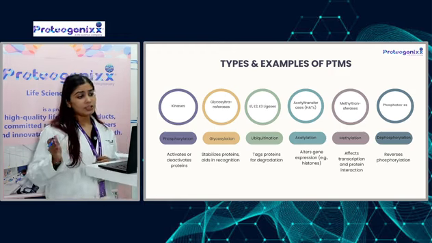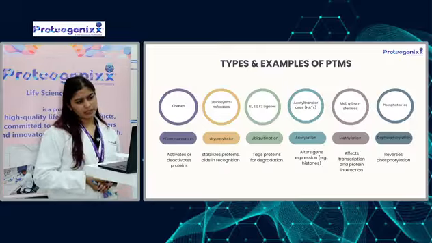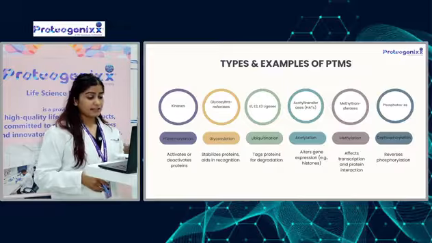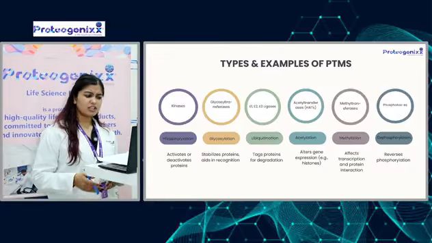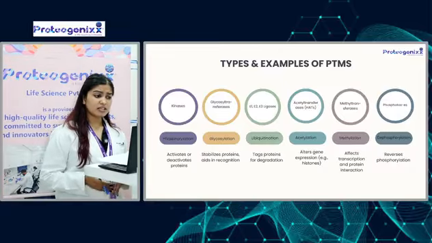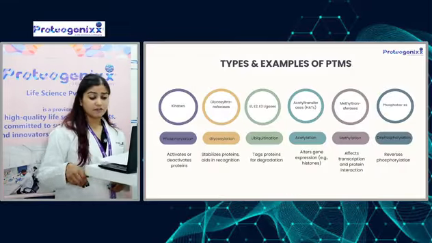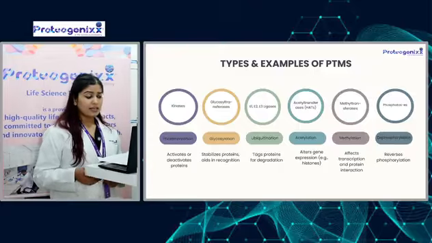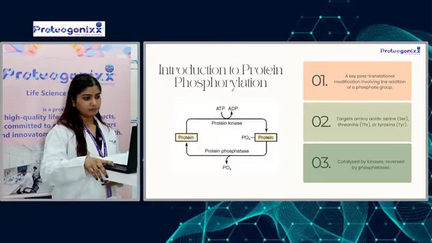Now let's look at the diversity of PTMs. Some of the major common PTMs are phosphorylation, acetylation, methylation, glycosylation, and ubiquitination, each having a distinct biological impact. Enzymes like kinases, phosphatases, transferases, and ligases regulate these modifications.